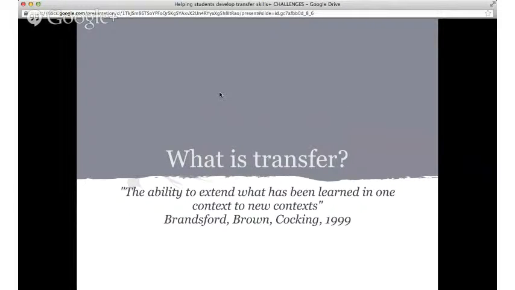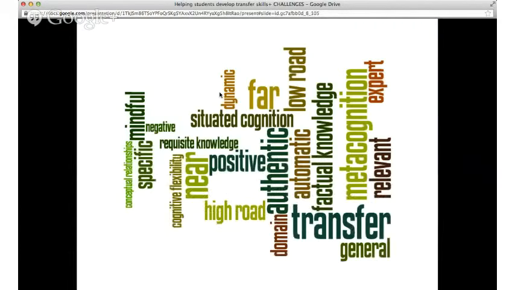Transfer can be simply defined as the ability to extend what has been learned in one context to a new context. Having provided a simple definition of transfer, we should talk about the idea that even though you can define it simply, it is still a very complex notion. The complexity arises because transfer of learning involves several factors and variables.